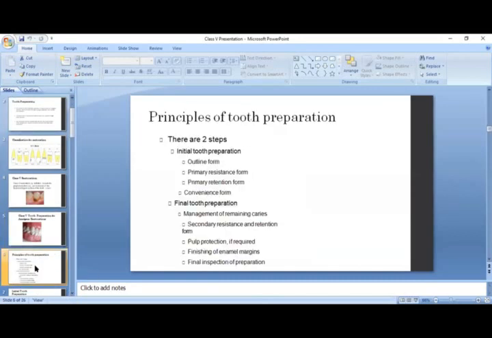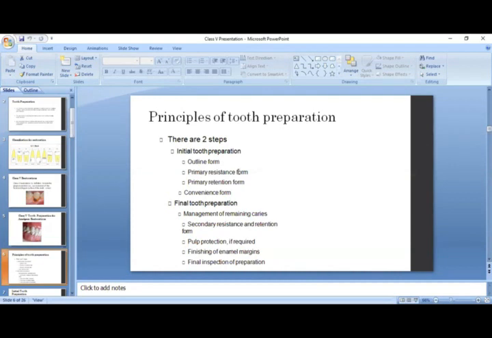Now coming to the next slide. What are basically the steps of the preparation of the cavity? There are a few steps involved in the preparation of that. First of all is the initial preparation, that is how we are going to prepare the total structure. The first heading is the outline form. The outline form is the design of the cavity, how the cavity looks.